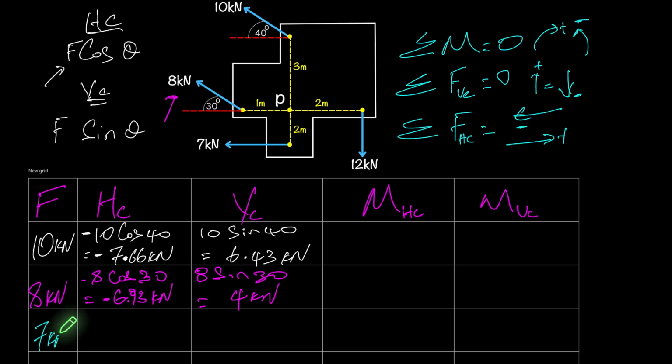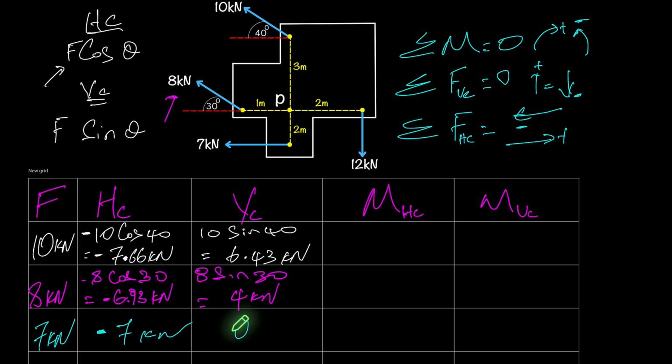So 7 kilonewtons, and that force is just going to the left. It's not going up, it's not going down, it's just going to the left. So we don't need to evaluate any force component for that one. It's just a horizontal force going to the left, so that will just be negative 7 kilonewtons. And for the vertical component, because we know it's not going up or down, that's just 0.